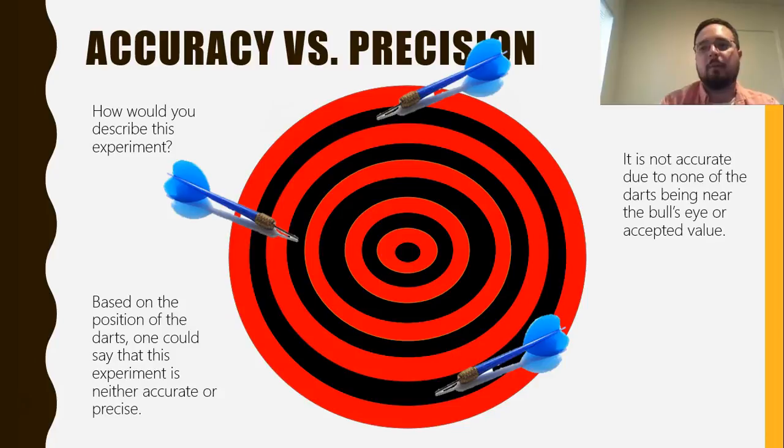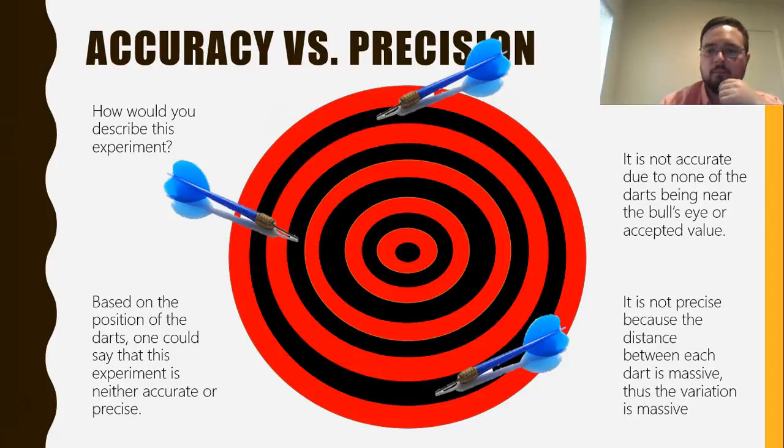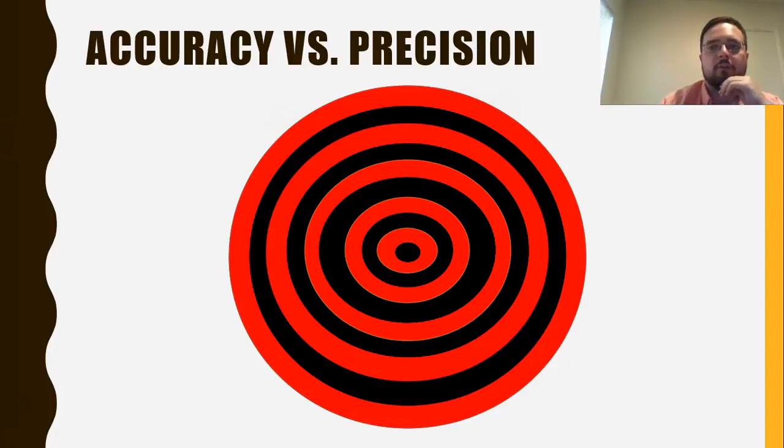So again, it's not accurate because they're nowhere near the bullseye, and also they're not precise because none of those darts are really close together. So the variation, the distance between each dart, is a great distance, which means the precision is really bad. And same thing here, there's a greater distance between these two, so very bad precision there, since there's such a great variation between them. Again, just what we just talked about.